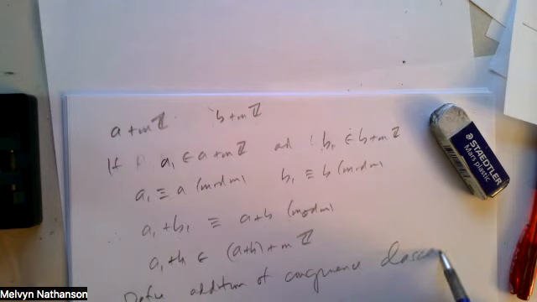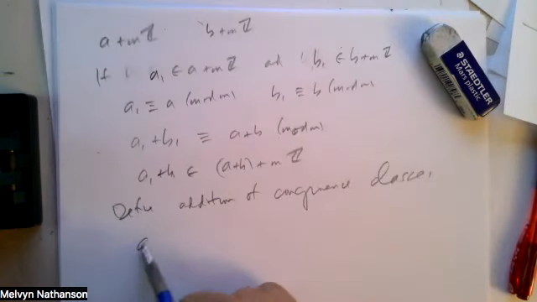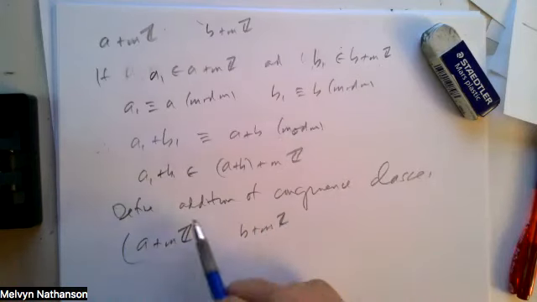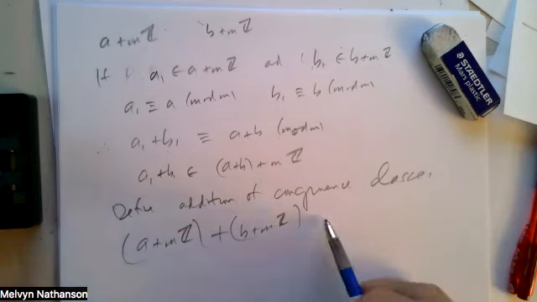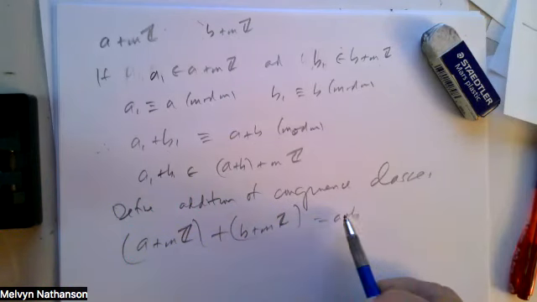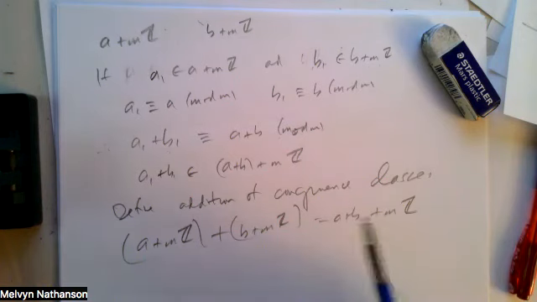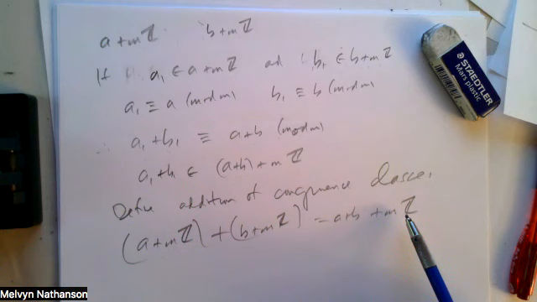of congruence classes. If I have A plus MZ and B plus MZ, I can define the sum to be A plus B plus MZ. And this is well defined. If I take any number here and any number here and add them, I get a number in here.